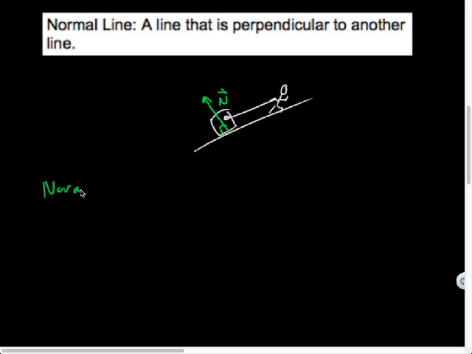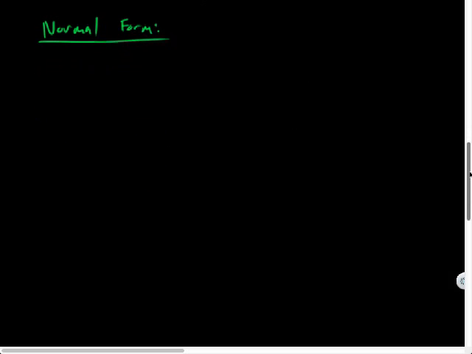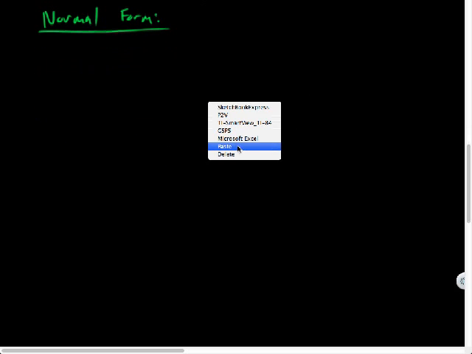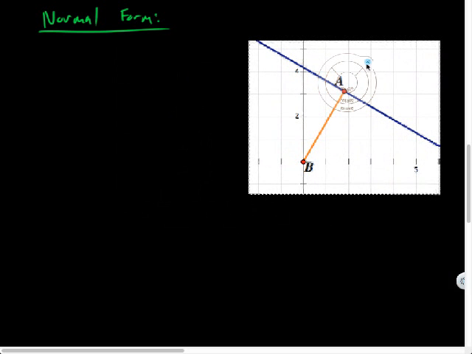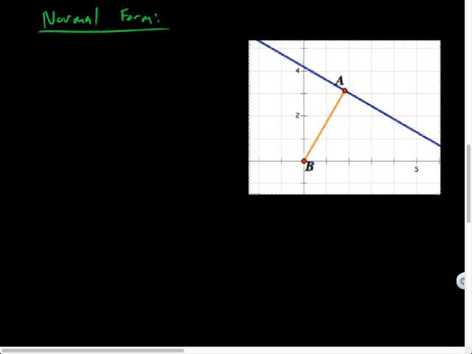Normal form, normal form. All right, so if I happen to have the following sketch, here's my little picture. First of all, I just want to point out that this orange line is perpendicular to the line that I'm trying to describe. And it passes through the origin.